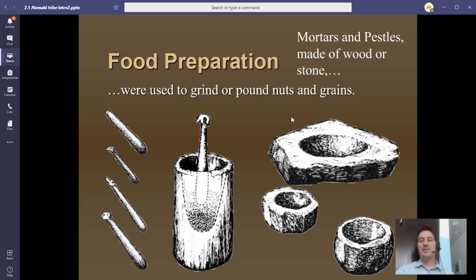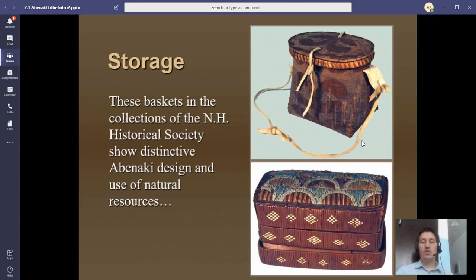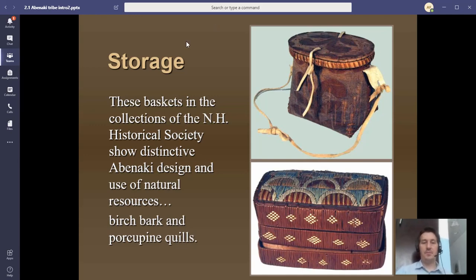So if they had nuts, grains, or any type of food that needed to be ground, this is what they would do. They would put it in here and they would mash it in. Storage. So here are baskets that they would store their food in, resources, supplies. And these two baskets are distinctive Abenaki designs.